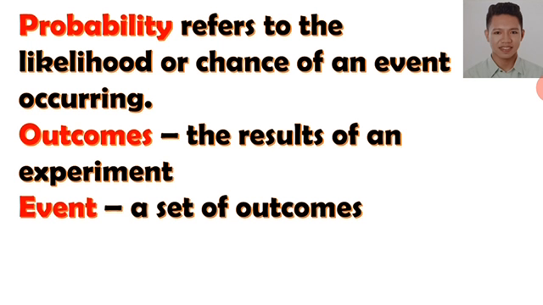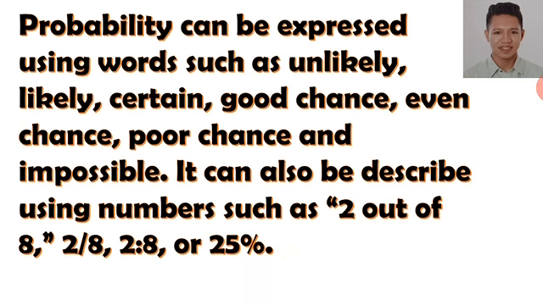Probability can be expressed in words such as unlikely, likely, certain, good chance, even chance, poor chance, and impossible. It can also be described using numbers, just like 2 out of 8, 2/8, 2 to 8, or 25%, or you can also describe it as 0.25.